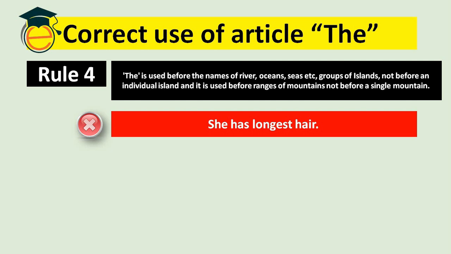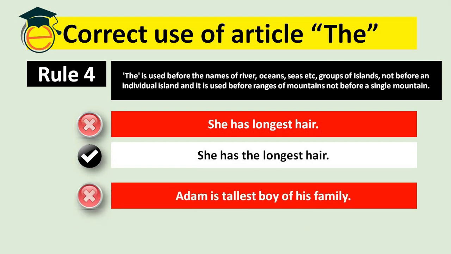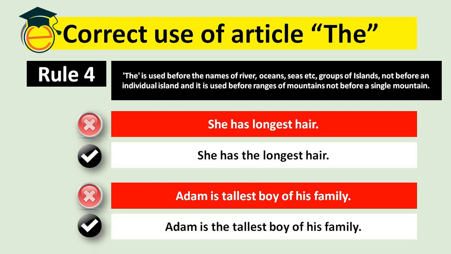"She has longest hair." So, "She has the longest hair." "Adam is tallest boy of his family." "Adam is the tallest boy of his family." Why are we putting "the" in this sentence? Because all the boys of the family are compared with the height of Adam.